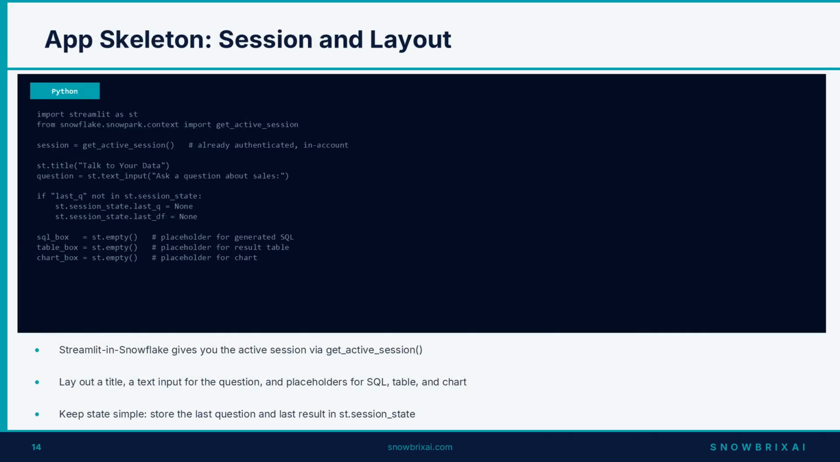Here is the app skeleton, the frame we hang everything on. Import Streamlit, import get active session, session equals get active session. Already authenticated in account, no connection string, no secrets. Then a title and a text input, "ask a question about sales." Store the last question and last result in session state, kept simple, and lay down three empty placeholders: one for the SQL, one for the table, one for the chart. That is the skeleton the Cortex call wires in next.